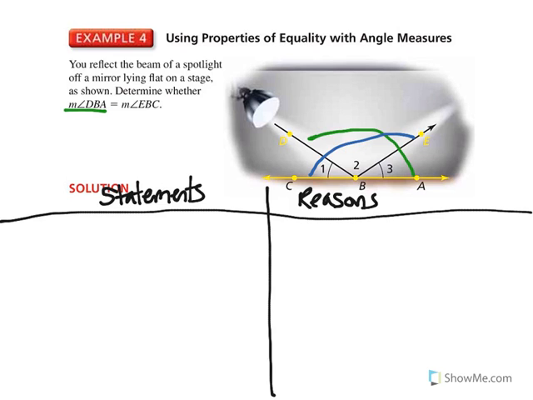So in this diagram, first I can see that 1 and 3 only have one line on them. So that would mean that those angles are equal. So I'm going to write that angle 1 is congruent with angle 3. This would be a given because it was given to me in my picture.